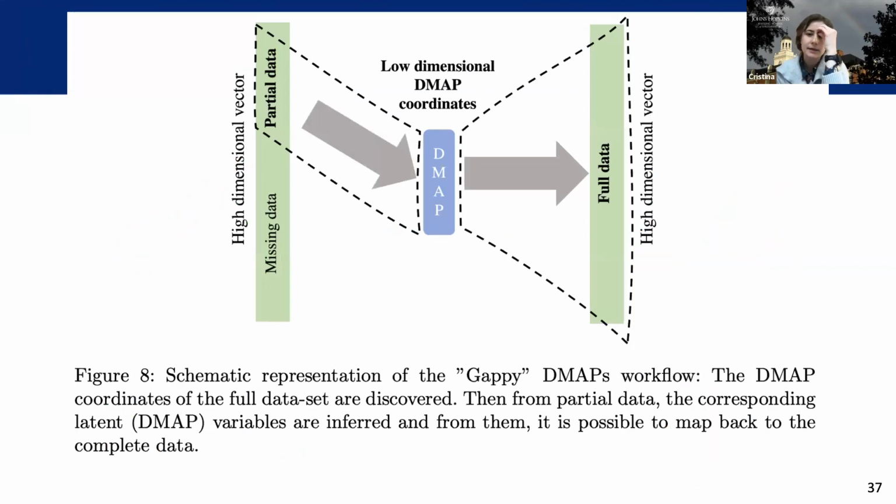So here's a schematic representation of the GAPI diffusion maps workflow. The diffusion map coordinates of the full data set are firstly discovered, and then for partial data, in this case for only knowing the amplitude at some points, the latent space variables are computed using diffusion maps. And then geometric harmonics interpolation is used to recover the full data set.